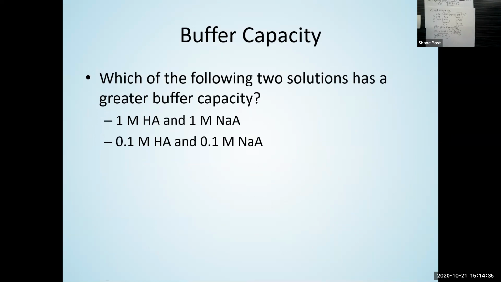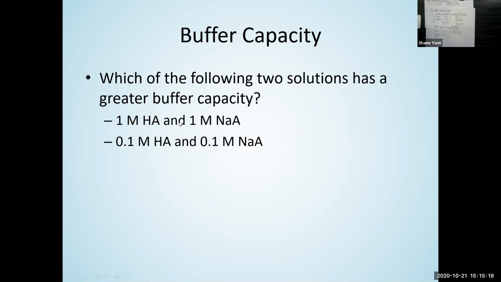is buffer capacity. A buffer with a larger buffer capacity is a buffer that can absorb more strong acid or strong base. So the larger the buffer capacity, the more strong acid or strong base that buffer can absorb. Which basically means a buffer with a larger buffer capacity is one that has a higher concentration of your weak acid with its conjugate base. So 1 molar HA versus 1 molar Na, and 0.1 molar HA with 0.1 molar Na.